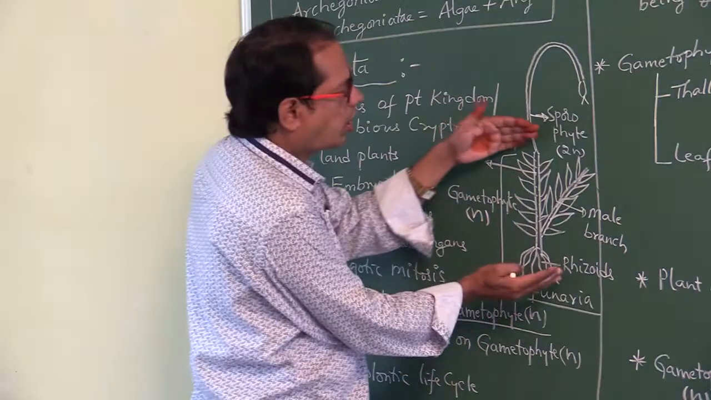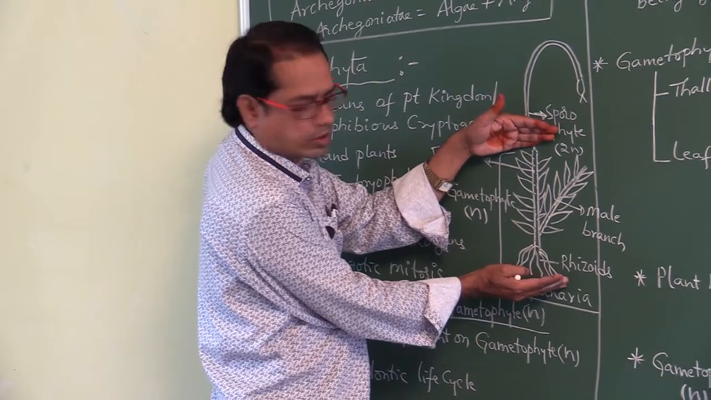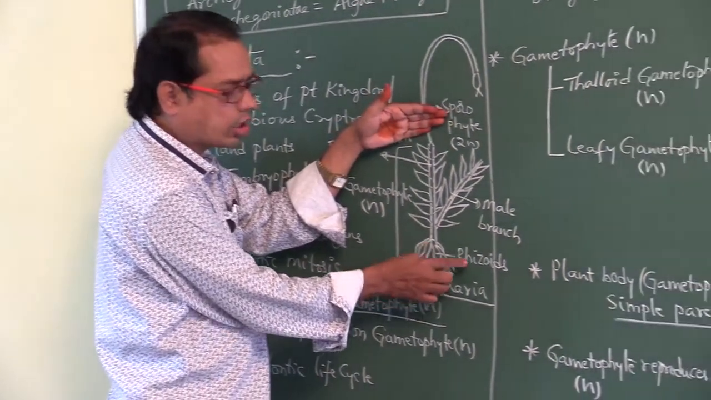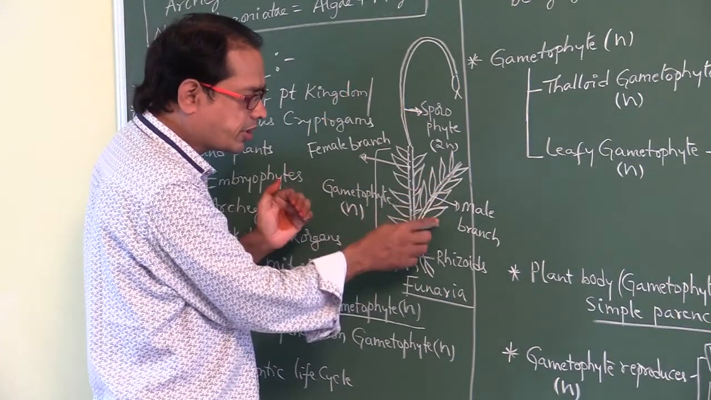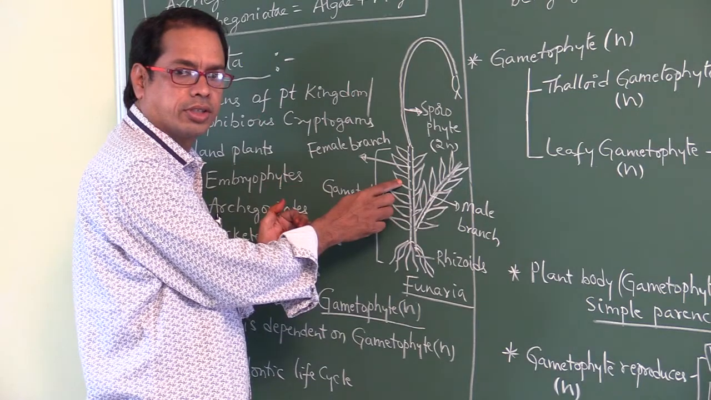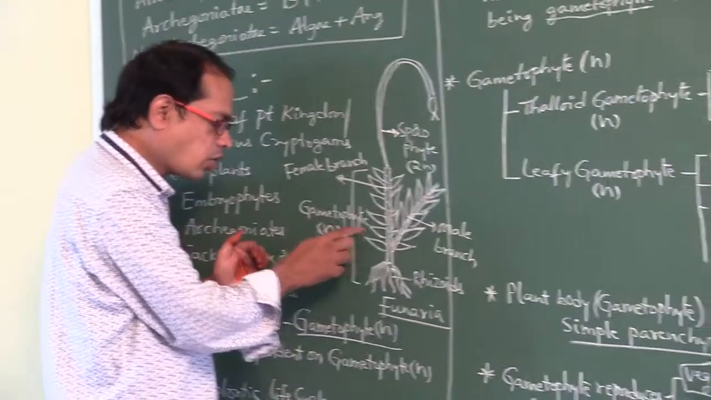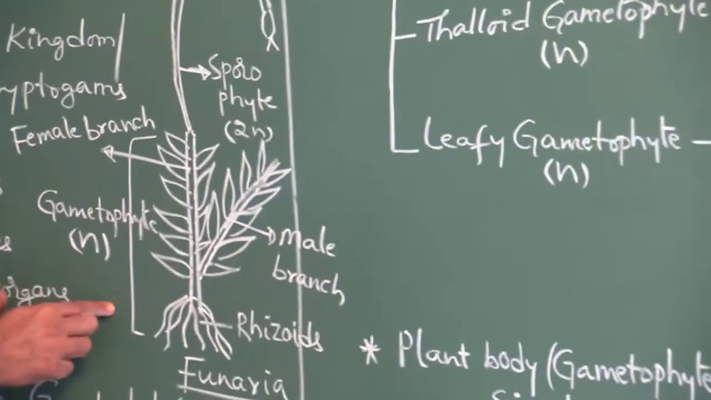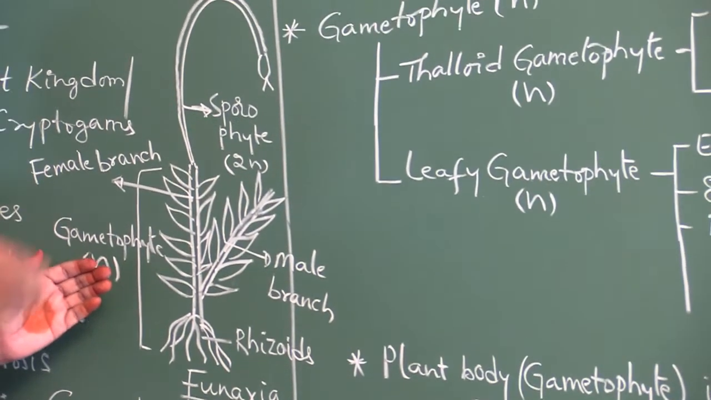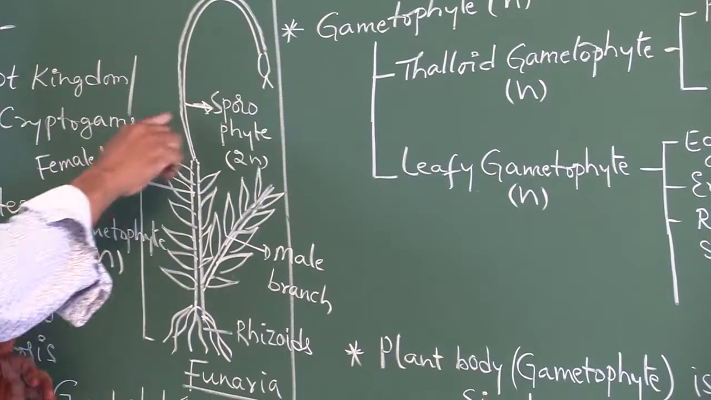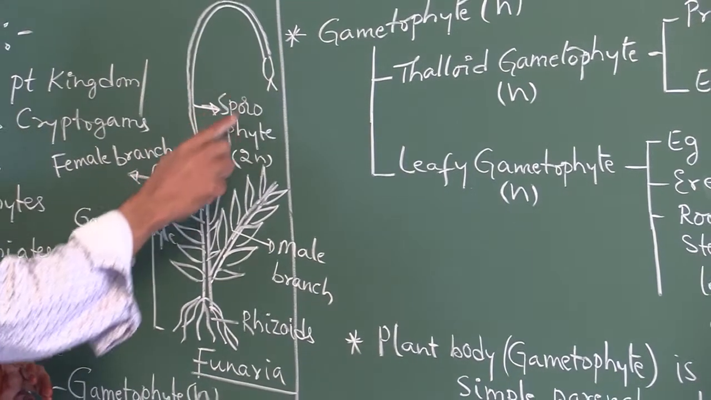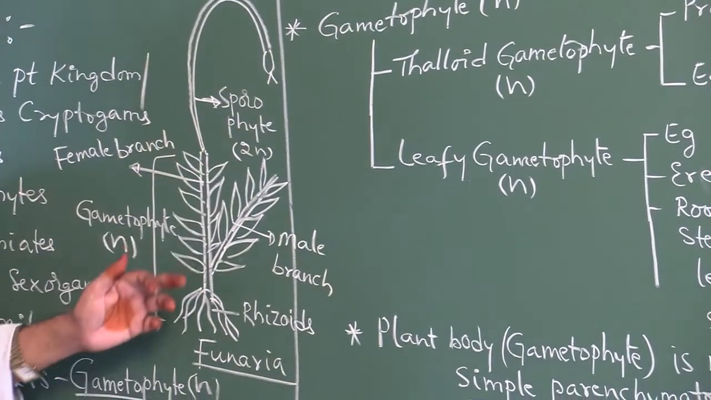Let us suppose, see up to here only. These are root-like structures called rhizoids, stem-like structures called caulids, and leaf-like structures called phylloids. So, up to here, this is the so-called gametophyte. Later on, when sexual reproduction occurs, the sporophyte is developed. This is the so-called sporophyte, which is diploid in phase.